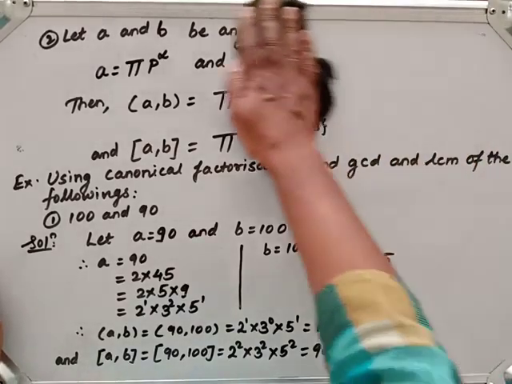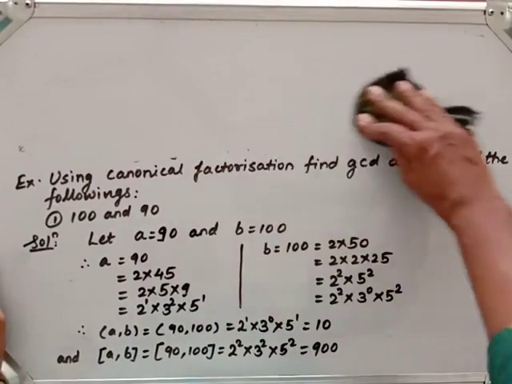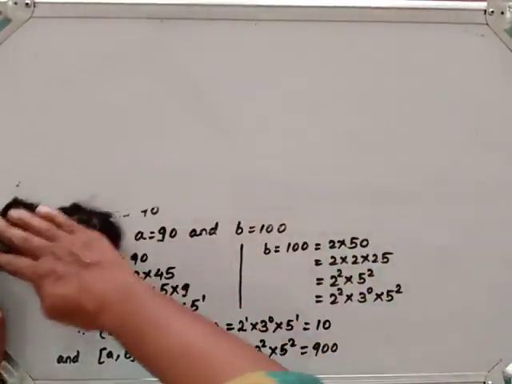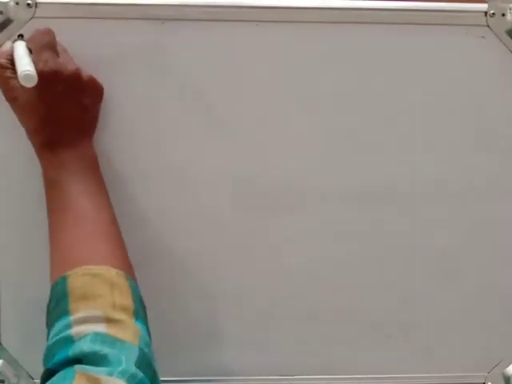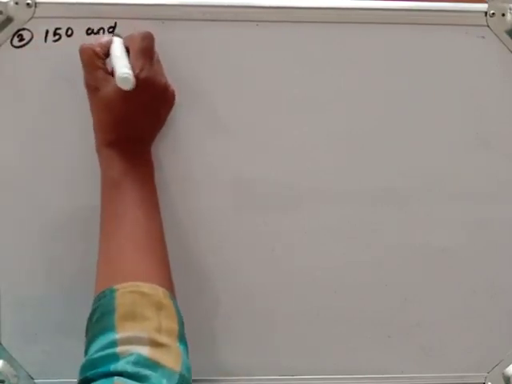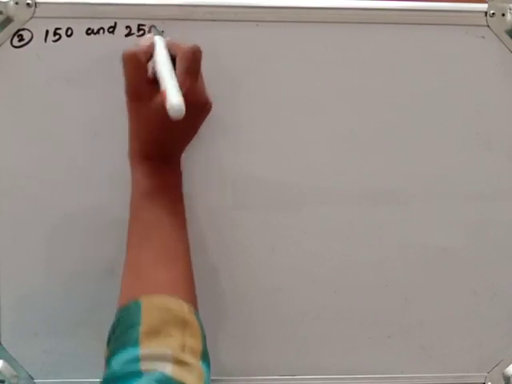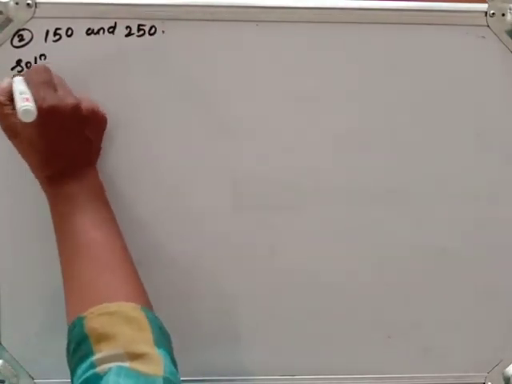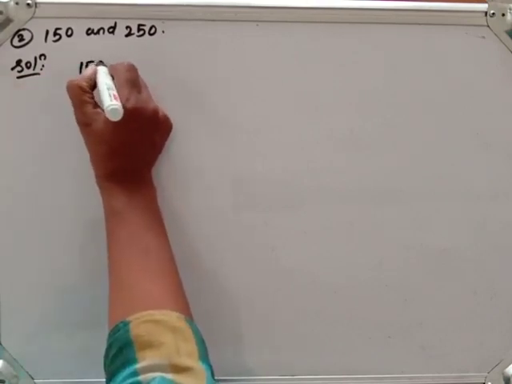Now let us solve some more examples on this so that it will be very clear to you. Now let me take the second example for the same one. Suppose the second pair is 150 and 250. Fine. Now again the solution. What with us? 150.